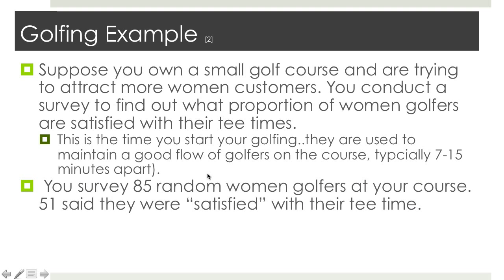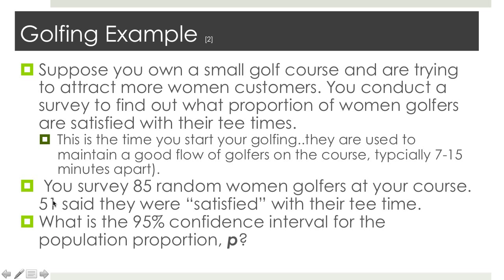Okay, so you survey 85 random women golfers at your course, and 51 of them said they were satisfied with their tee time. Because you're trying to find the proportion of women who are satisfied, these 51 people are called successes for your survey because they conform to what you are trying to measure, which is the proportion of satisfied customers. So these are what we would call successes.